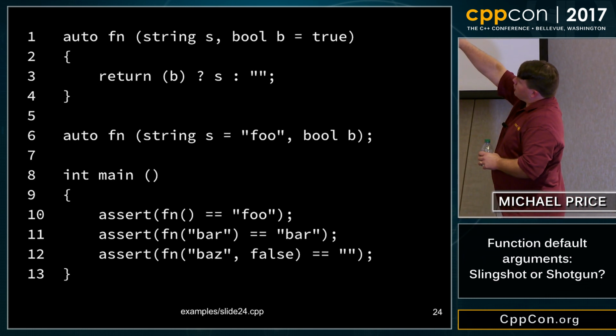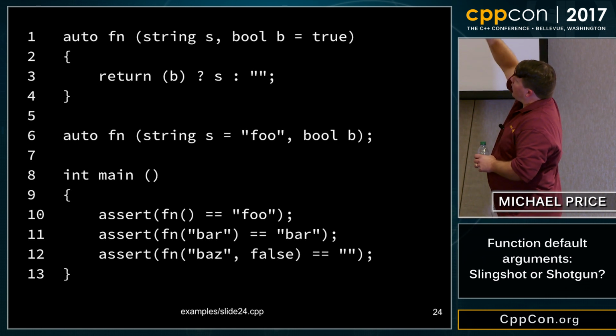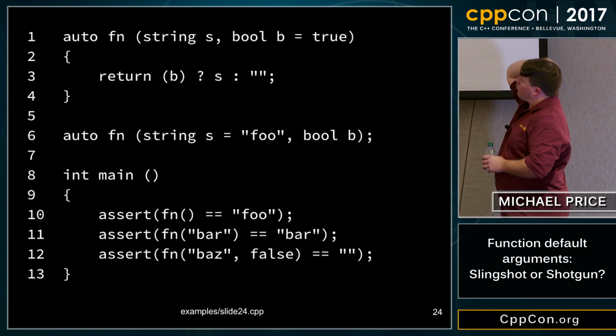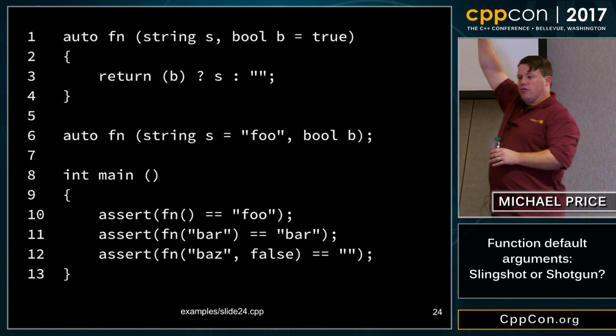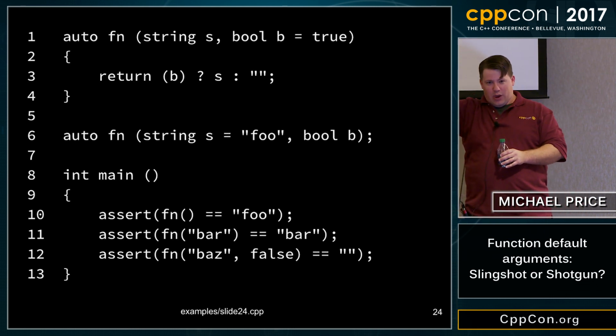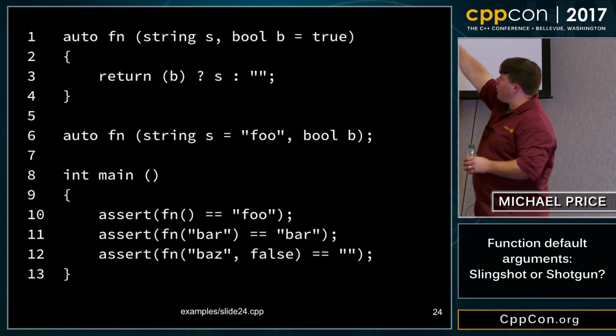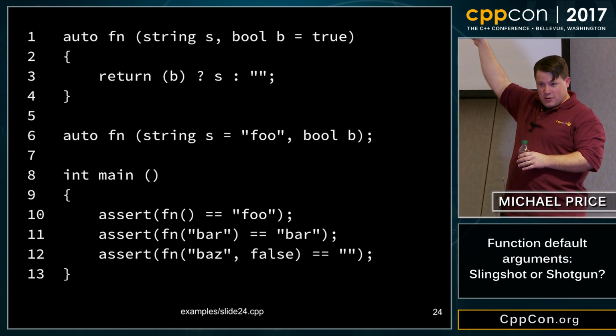Okay, so line 1, we have a function that returns auto, which is going to be a string, and takes a string and takes a bool. We provide a default argument for the second parameter, b. It's going to be true. We can have another declaration after that which provides a new default argument for the first parameter, leaving off the default argument for the second parameter. This is line 6. Okay?